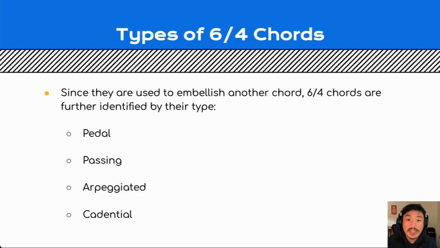Okay, so as I mentioned, and also as the book mentioned, there are 4 different types of 6/4 chords that we can label. They are pedal, passing, arpeggiated, and cadential. Cadential we already know, that's the cadential 6/4. And we're going to talk about a few other ones. Now, the cool thing about some of these, especially the pedal and the passing, is that, remember, we have been talking about functional harmony this whole time.